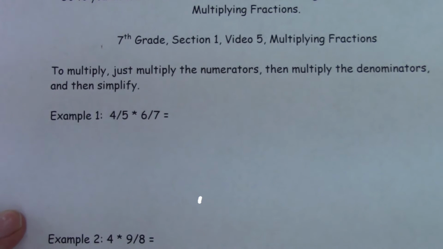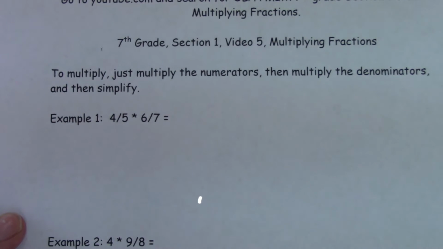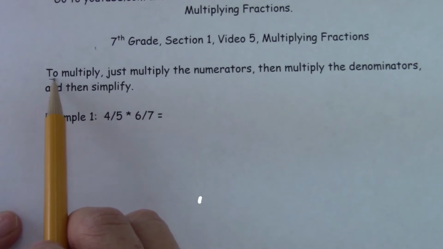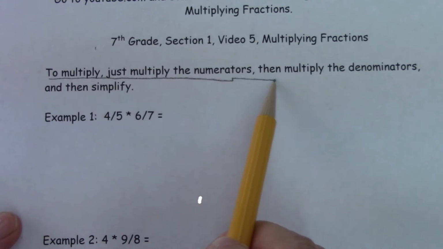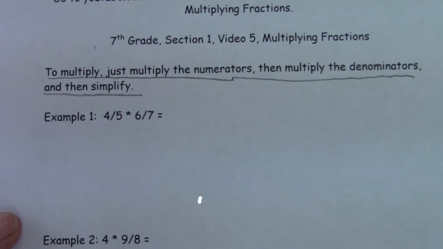So we've been working with adding and subtracting fractions and also adding and subtracting mixed numbers. Tonight we're going to talk about multiplying fractions. So go ahead and underline the sentence. To multiply fractions, you just multiply the numerators, then multiply the denominators, and then you simplify. In fact, I think multiplying fractions is easier than adding or subtracting fractions.